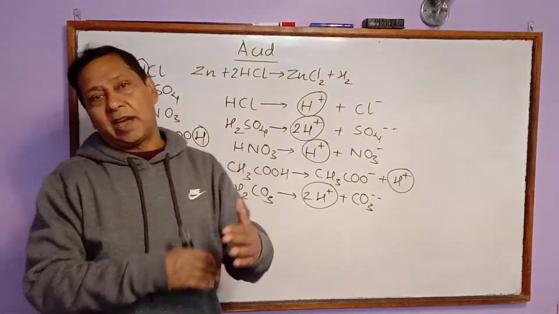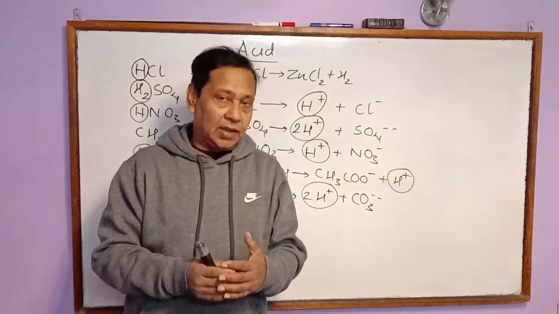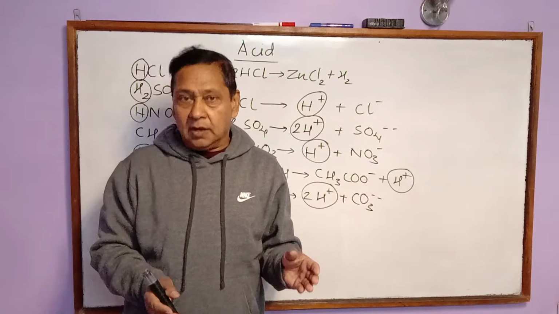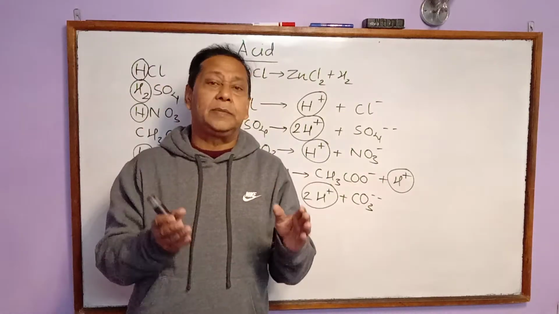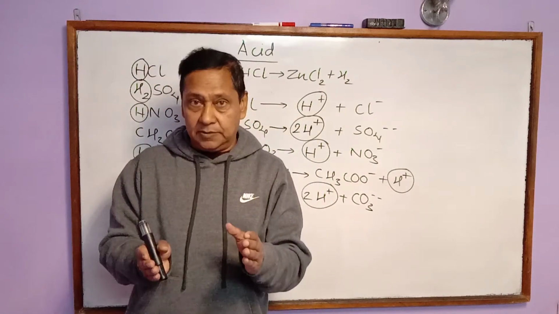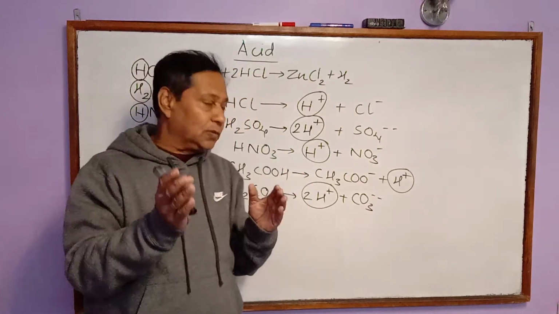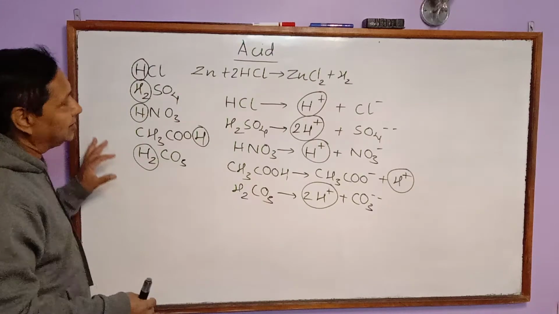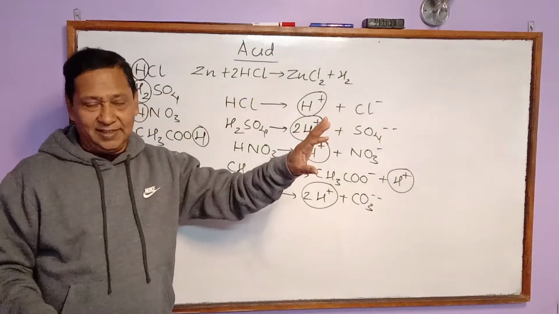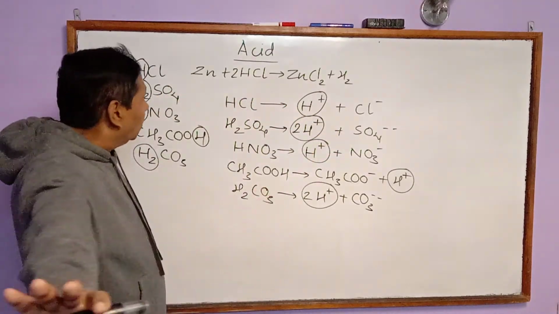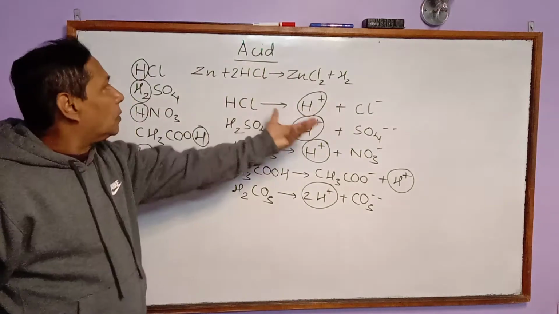Looking at this, we can define acid this way. Acid is a compound containing replaceable hydrogen atom or atoms and gives hydrogen ion when dissolved in water. This way we can define an acid. Okay. Now we are talking a little more about the acid.